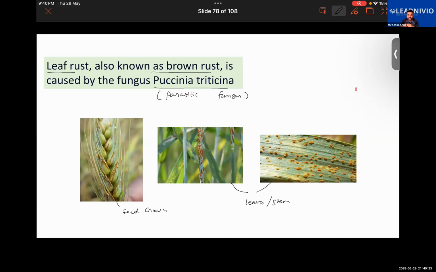In parasitic mode of nutrition, we know that the organism derives its nutrition from the host organism. It lives on or inside the host organism, and from there it gets its food. Right, Abubakar? Okay, Priyanka. So that is the thing.